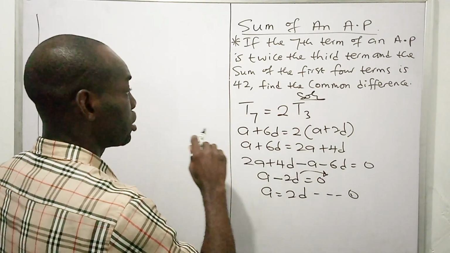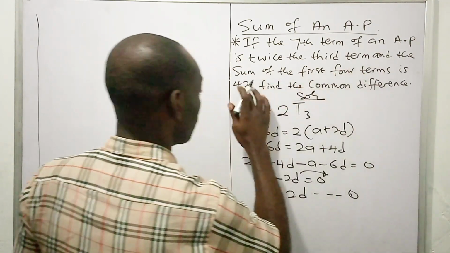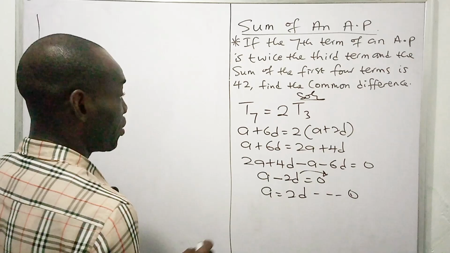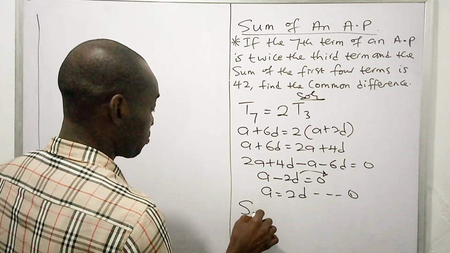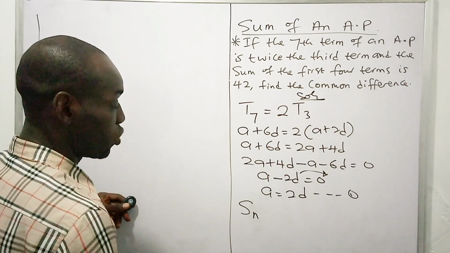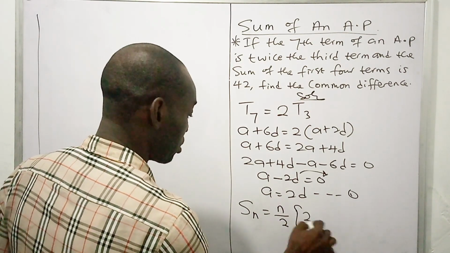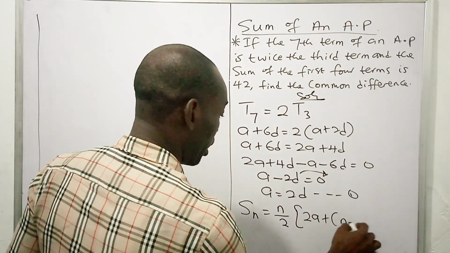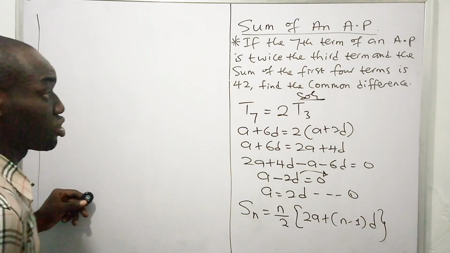Then let's proceed again. They said the sum of the first four terms is 42. Let's start with the formula for finding the sum of an AP, which is equal to n over 2, in bracket 2A plus n minus 1 D. That's the formula for finding the sum of an AP.